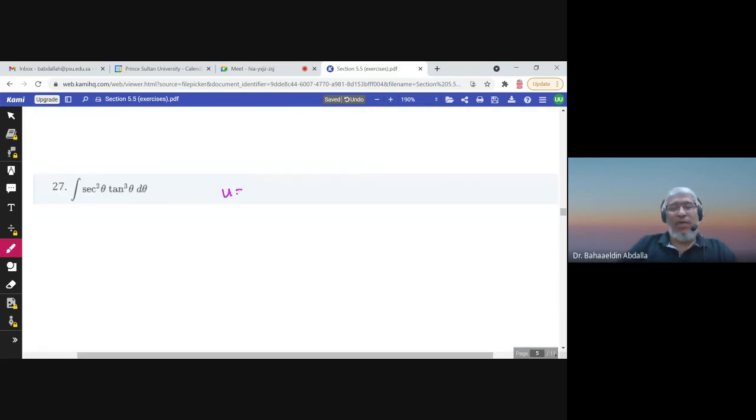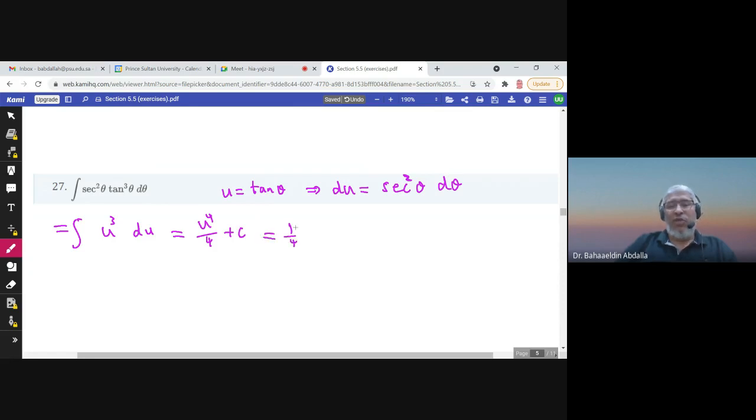Here I will take u to be tan theta, because du is the derivative of tan, which is secant square theta d theta. And now I have secant square theta d theta, this is du, and I have tan to the power 3, but tan is u, so I'll have u to the power 3. That's the integral, and u is tan theta, so that's the final answer.